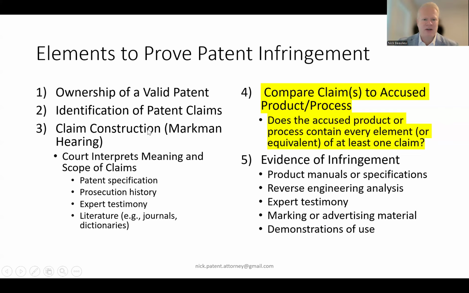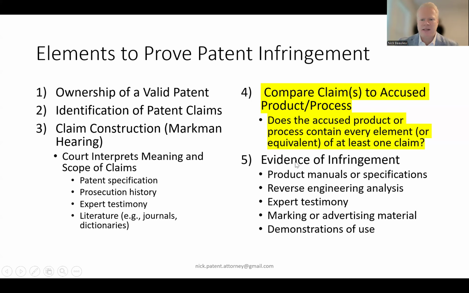3, claim construction, which is done typically in a Markman hearing. The court interprets the meaning and scope of claims based on the patent specification, the prosecution history, expert testimony, and literature, for example, journals and dictionaries. The 4th step is to compare claims to the accused product or process. Does the accused product or process contain every element or equivalent of at least one claim? That's the main step we're going to be talking about in this presentation: analyzing the claims to see what the scope of the claims are.